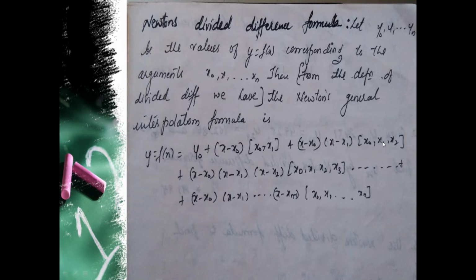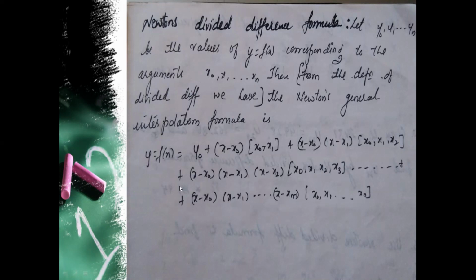That is, this is the first divided difference, this is the second divided difference, then (x minus x0)(x minus x1)(x minus x2) multiplied with the third divided difference, that is [x0, x1, x2, x3]. So on it continues until we have (x minus x0)(x minus x1) up to (x minus x(n minus 1)), the last but one term, multiplied by the divided difference of all x0 x1 and so on up to xn. So this is Newton's divided difference formula.